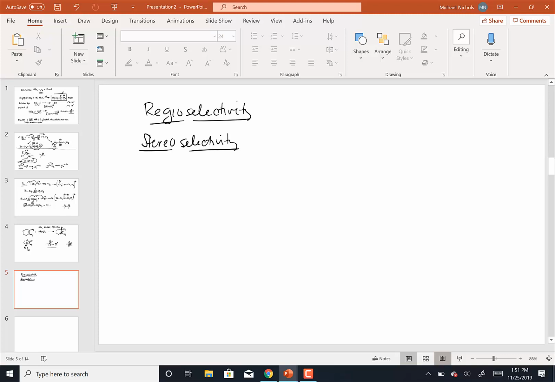And so then the question is, what was the relationship between those two products? And that's where we get to regio and stereoselectivity. And so that's what we'll talk about tomorrow.